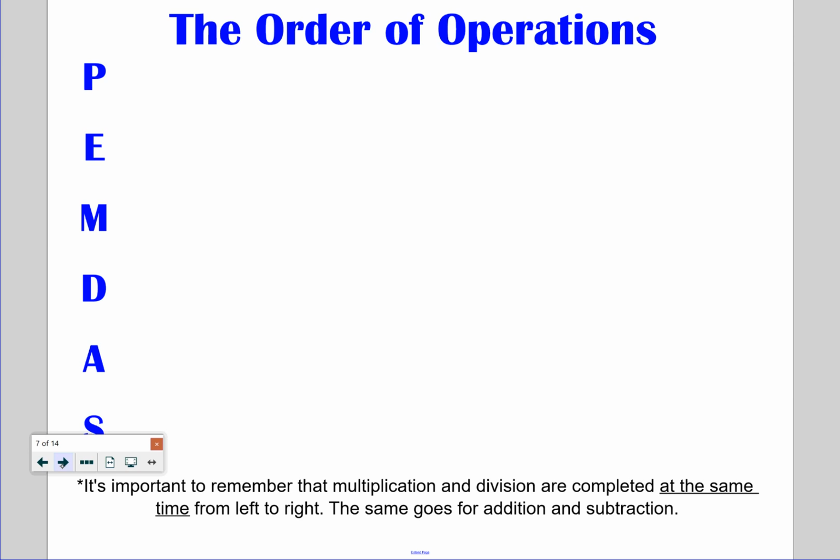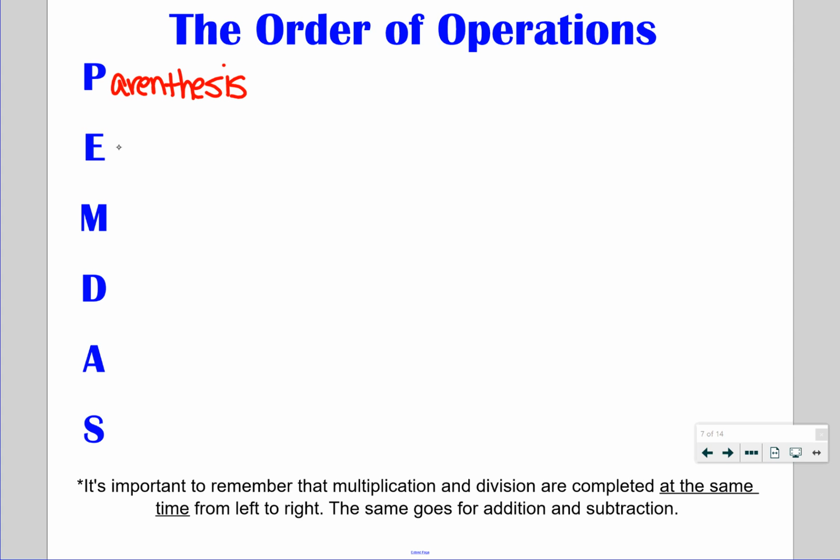The next thing we're going to review in this lesson is the order of operations. The order of operations is the order in which you simplify an expression that contains multiple operations. PEMDAS is one way to remember it. Another way to remember it is please excuse my dear Aunt Sally. Hopefully this is familiar to you.